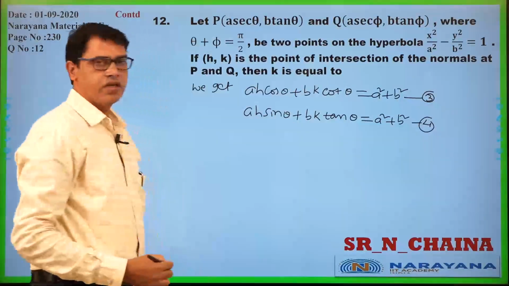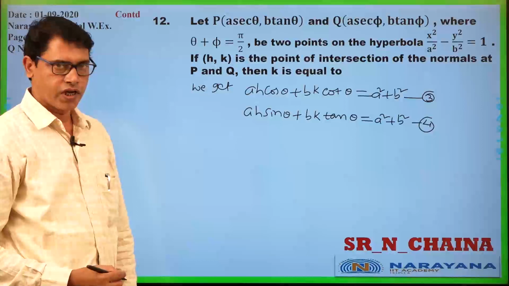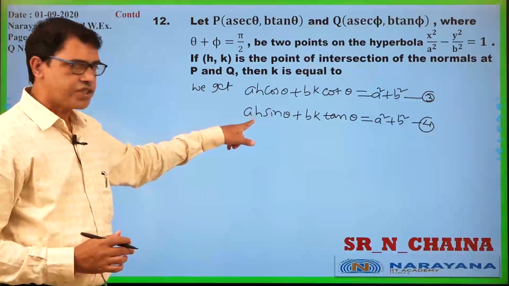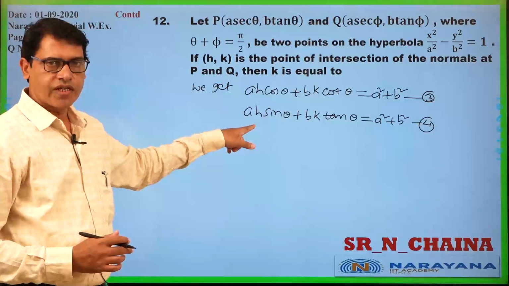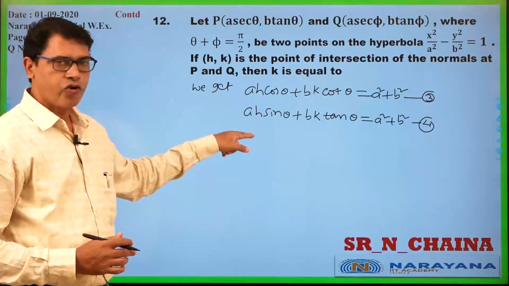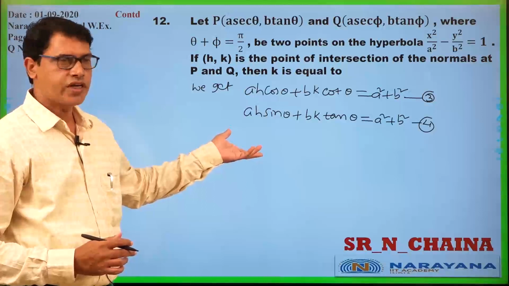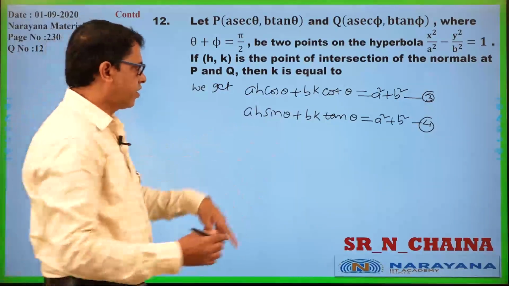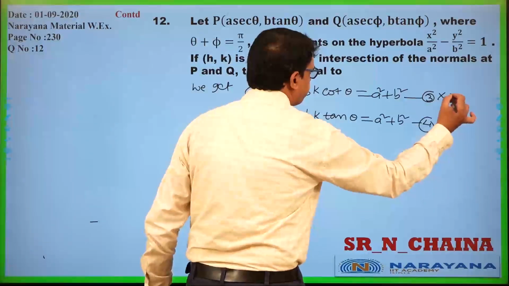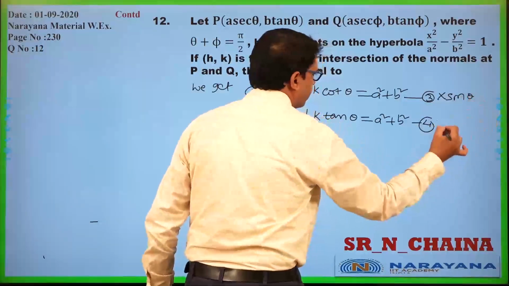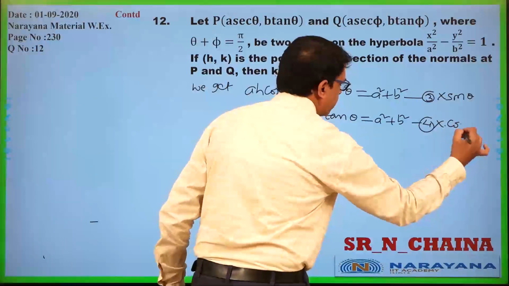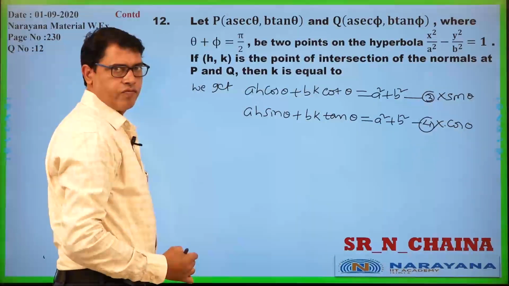Now what is our question? We have to find the value of k. Very simple. To find the k value, we need to eliminate h. Means solving 3 and 4, eliminate h. How to eliminate? Here ah cos theta is there, here sin theta is there. So here multiply by sin theta, here multiply by cos theta. Now subtract 4 from 3.